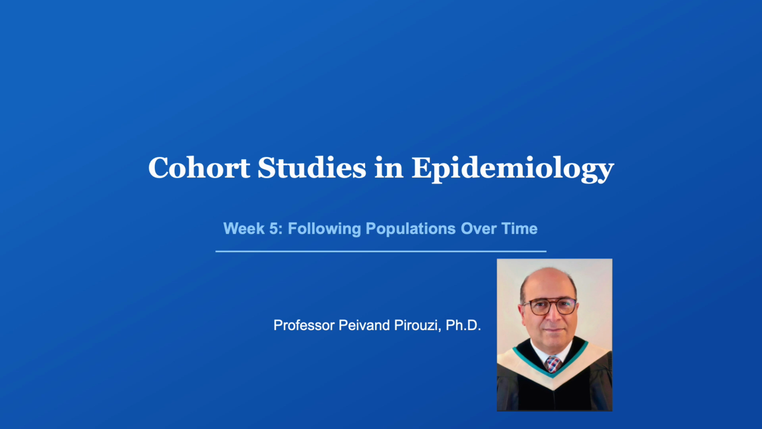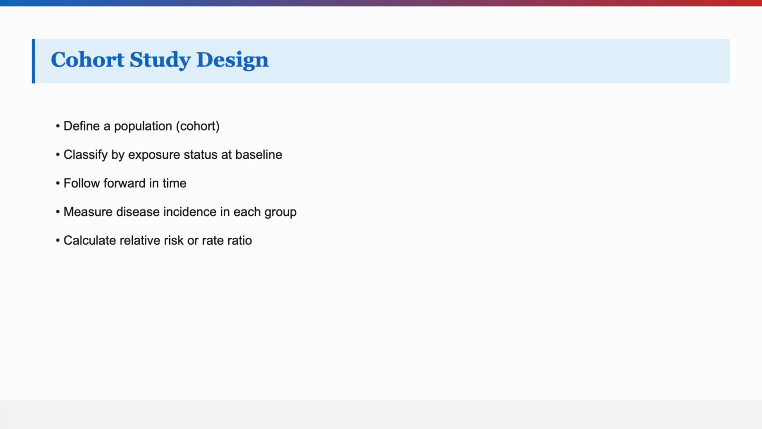The Framingham Heart Study, following a Massachusetts community since 1948, identified smoking, hypertension, and cholesterol as cardiovascular risk factors. The Nurses' Health Study has informed everything from hormone replacement therapy to diet and cancer risk. Let me walk you through the structure of a cohort study.